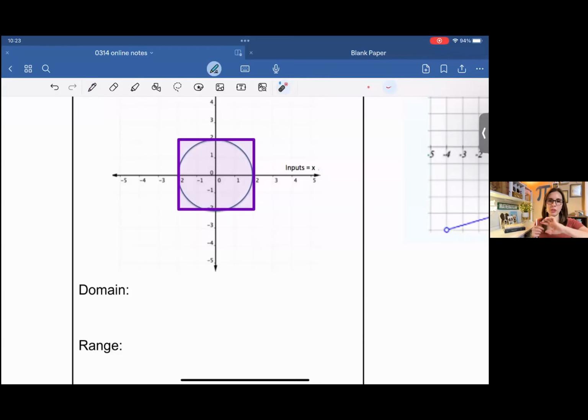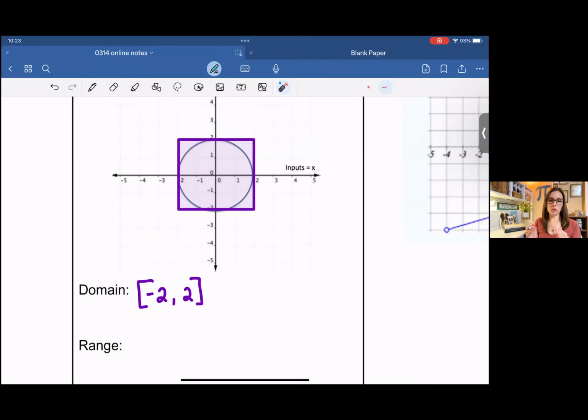Now, this is a circle and it's a solid circle. So I'm going to assume equality here, which means I'm going to be using brackets. So it goes from -2 to 2. And I'm going to use brackets here because it's a solid circle, so I'm assuming we can equal those values. So I'm saying all my x values live here.